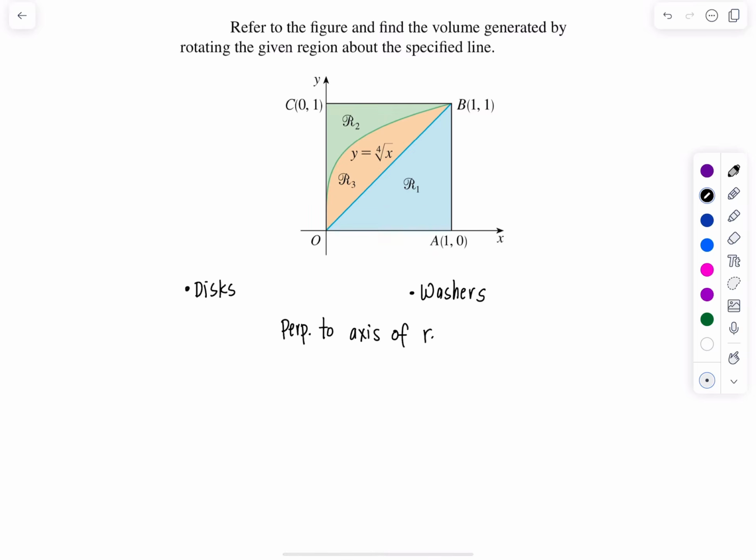And what's the difference whether or not you have a disk or a washer? Well, a washer, when you have your solid, there's going to be a hole in the middle when you take a slice. That's why you've got a washer, as opposed to a disk, which is going to be solid throughout.